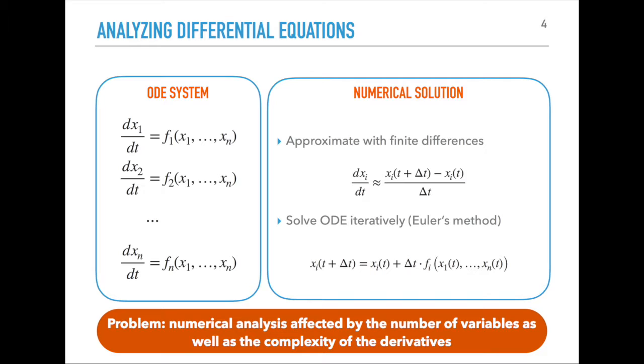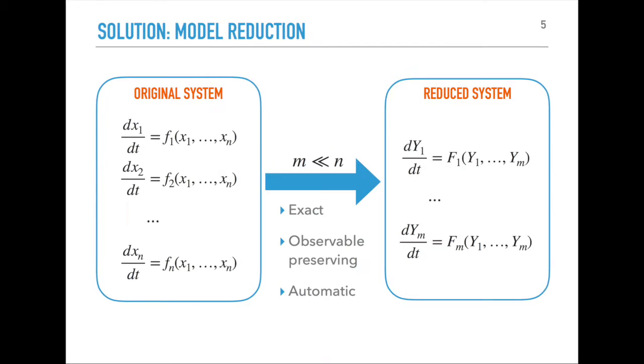So essentially, the problem is that the actual solution depends on the number of variables, but also on how complex those functions are for the computation. So our approach is that of a model reduction. So what do we mean by model reduction? Model reduction can take many different implementations, if you like, depending on the kind of discipline that looks at that problem.